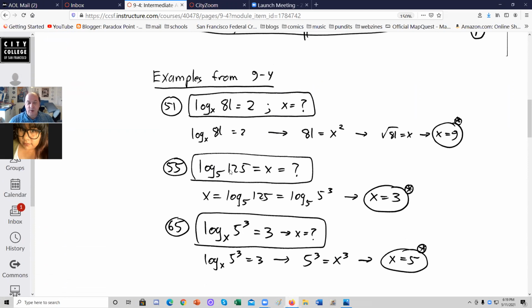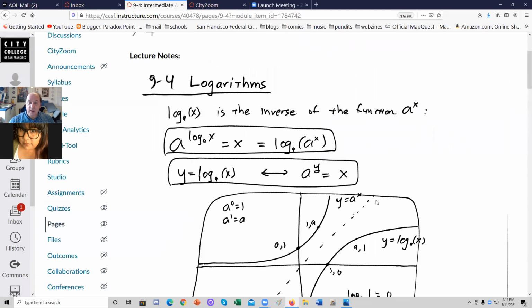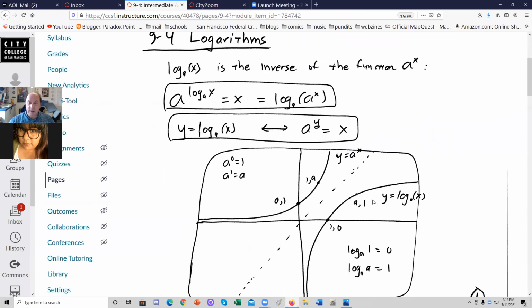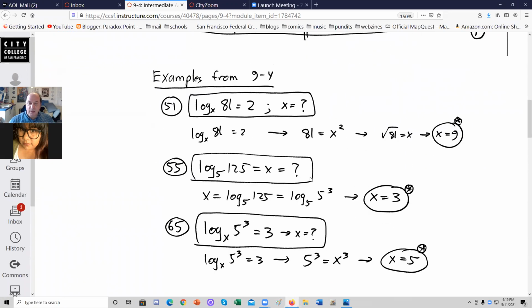Log base 5 of 125 is x, which is what? Well, 125 is 5 to the third power, 5 times 5 times 5. So log base 5 of 5 to the third power, these cancel, and you get x is 3. That's a logarithm law, that log base a of a to the x is x. So log base 5 of 5 to the third is 3.